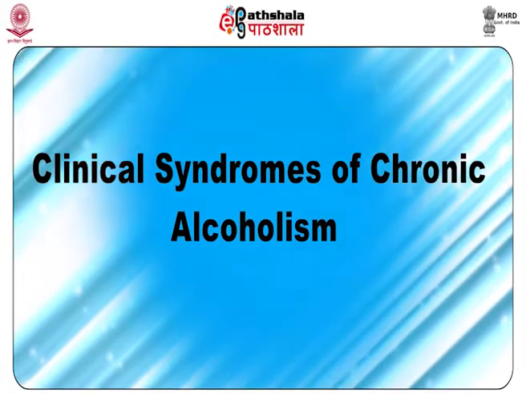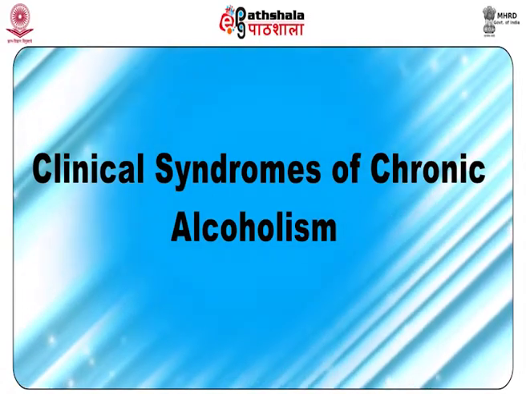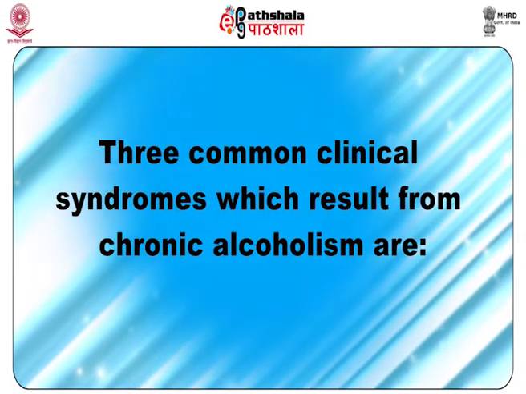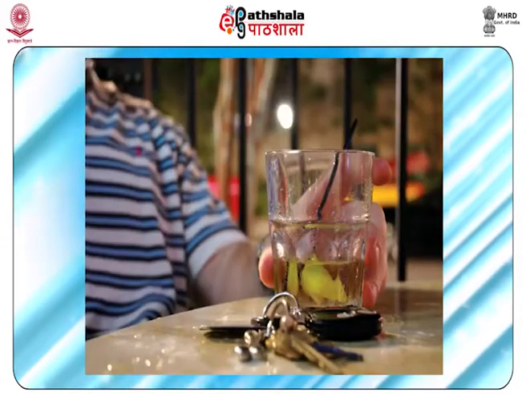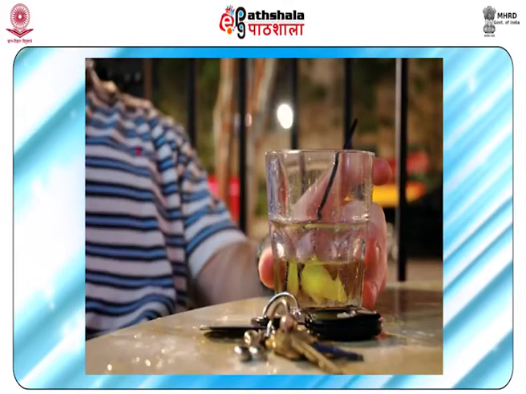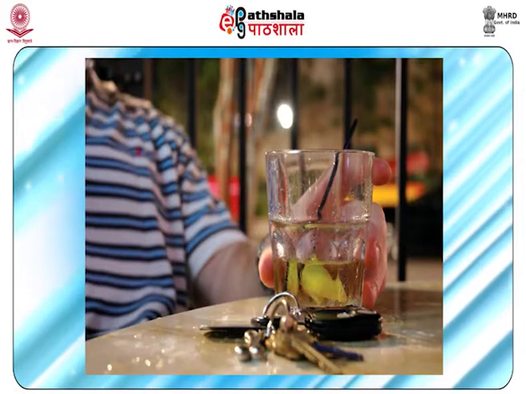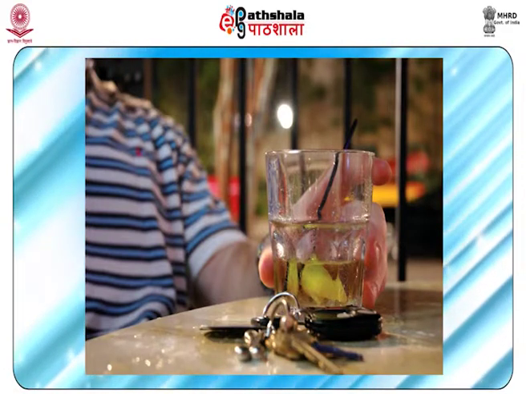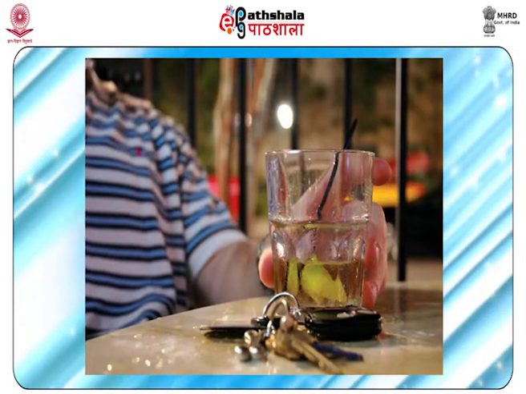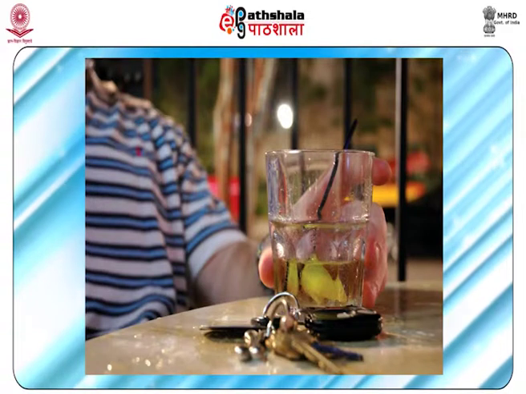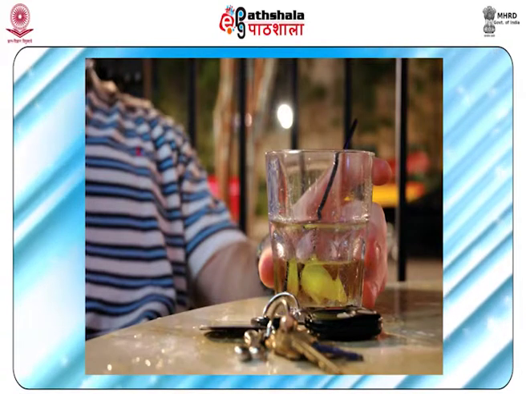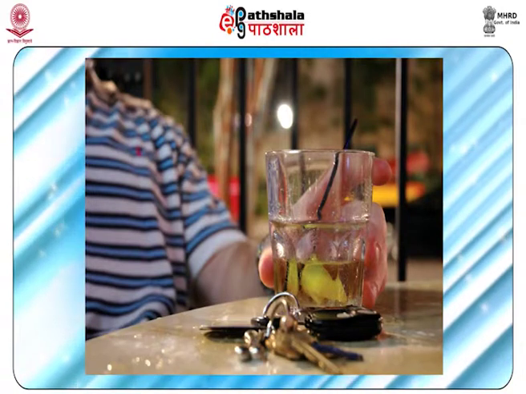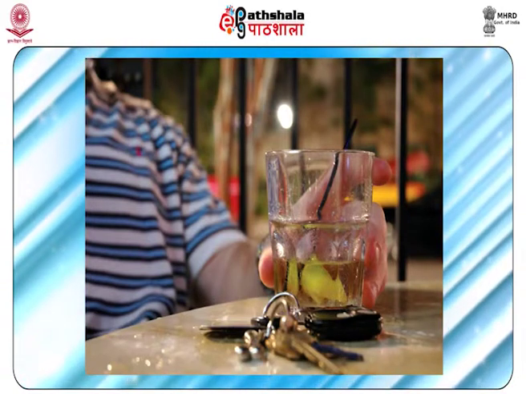Now, what are the clinical symptoms of chronic alcoholism? Three common clinical symptoms which result from chronic alcoholism are, first, delirium tremens. It is a state of excitement with hallucinosis which usually lasts for 3 to 4 days. It generally results from an unusually large amount of drinking, sudden withdrawal of alcohol, acute inflammation such as pneumonia or influenza, exposure to cold, and shock from an injury like fracture of a bone.